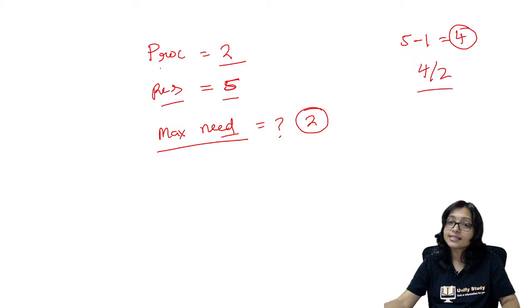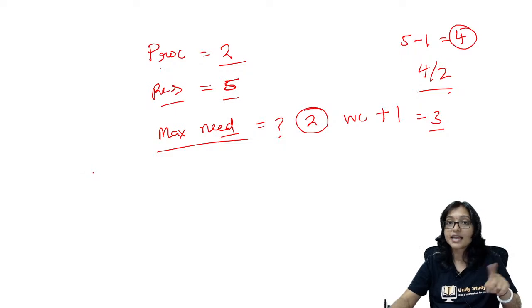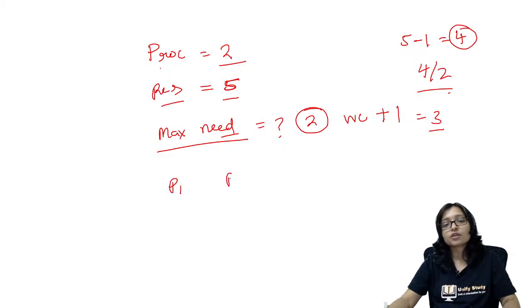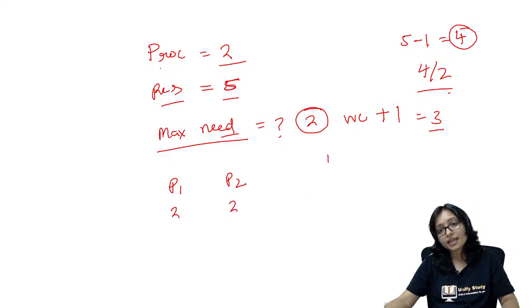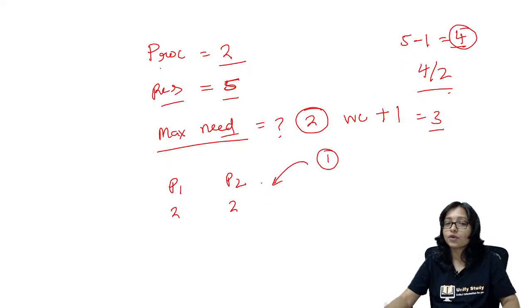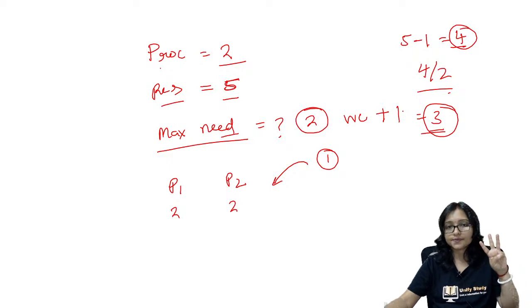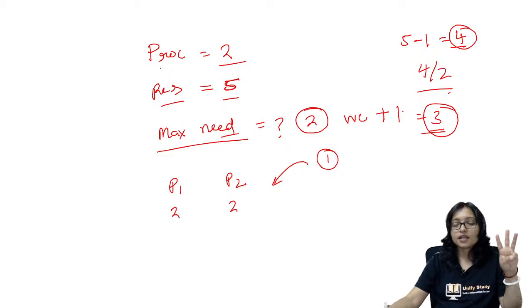No. After this 2, which is your worst case, plus 1. So maximum need can be 3 here. For process 1 and process 2, in the worst case I will distribute 2 each, and the extra 1 will be there at that time, which I can provide to either one. So that's why maximum need will be 3. These are the 3 types of question. Is it clear? I hope you can do it.